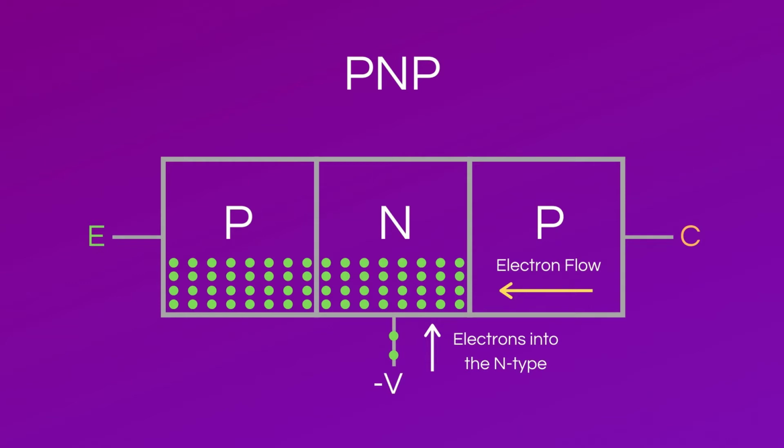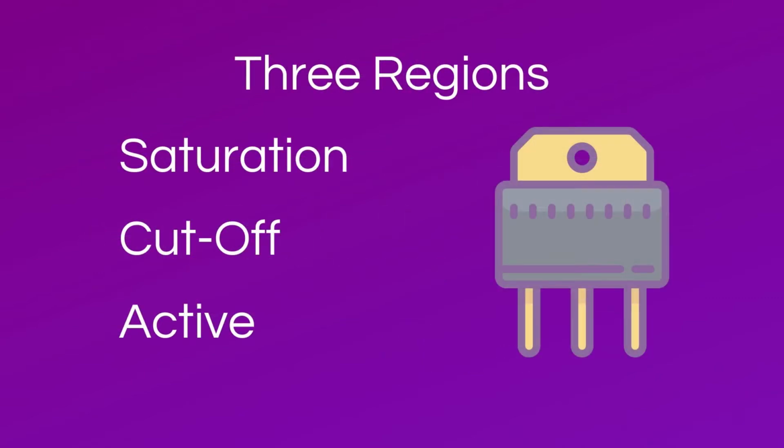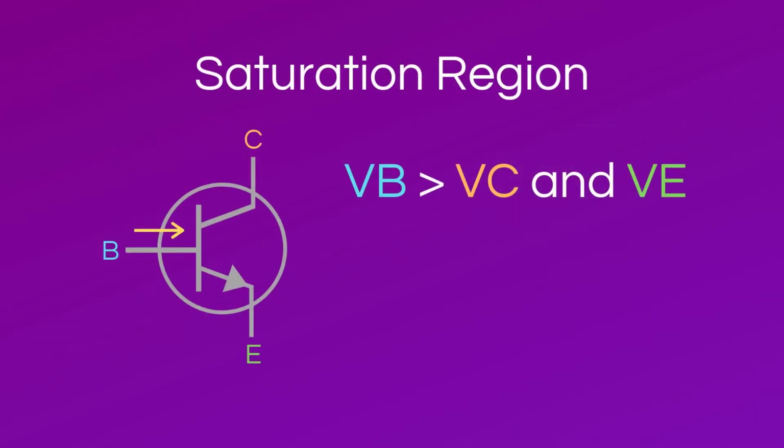Now that we looked at how NPN and PNP BJTs work on the atomic level, let's see how they work practically in electronics. Bipolar junction transistors have three regions of operation: saturation, cutoff, and active. In the saturation region for an NPN transistor, the voltage at the base of the transistor is greater than the voltages at both the collector and the emitter. This causes a short between the collector and the emitter, where the collector current equals the emitter current.